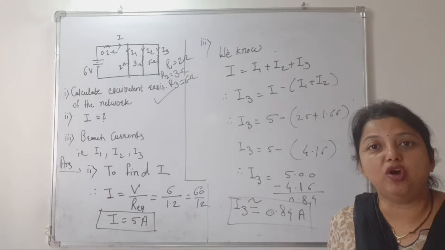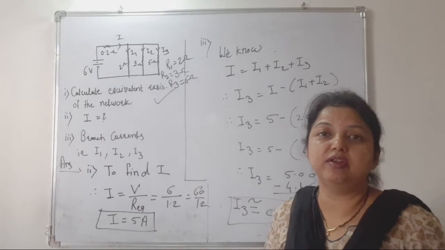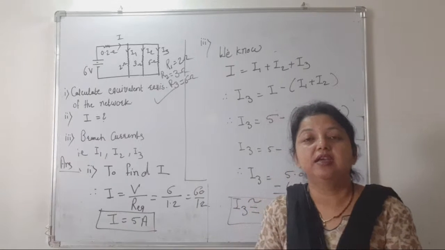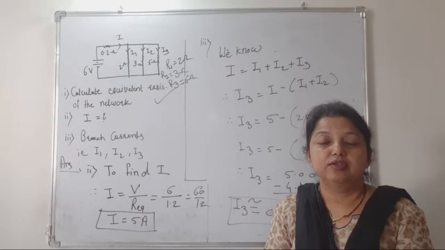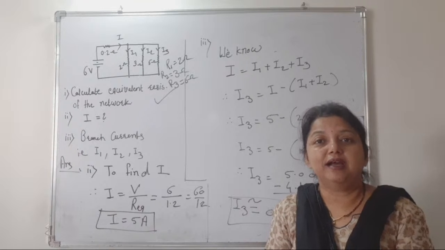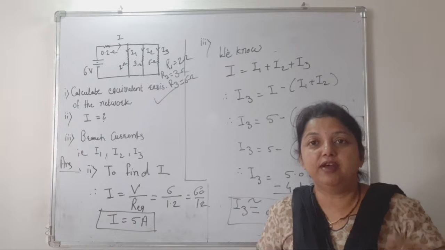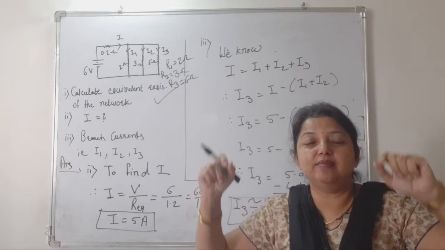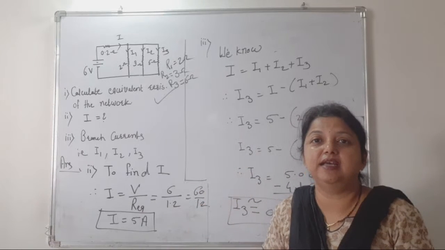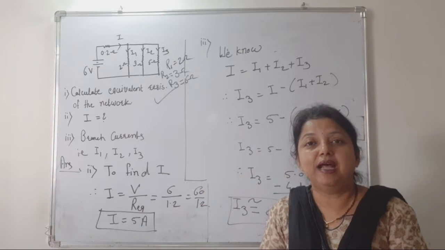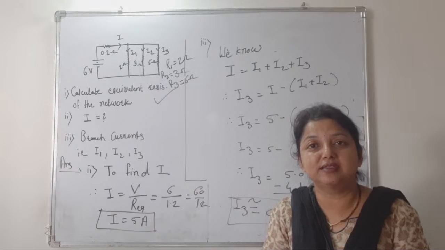Do you understand the logic of this numerical? By using the current division formulas, we try to find out I1, I2, I3. Overall resistance of the network, you have to find out. So you must recognize which resistances are in series and which are in parallel. Whenever both the ends are connected together, at that time they are in parallel. And whenever one end is connected and across the other end there is a battery source, at that time those resistances are in series. Do you understand all these things?